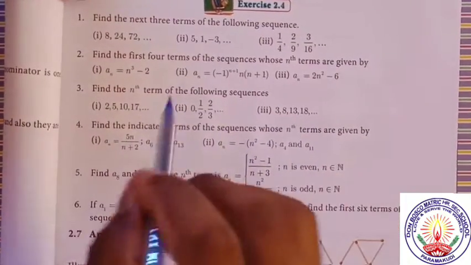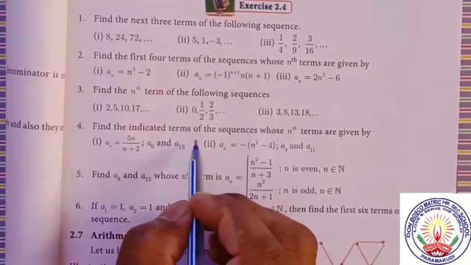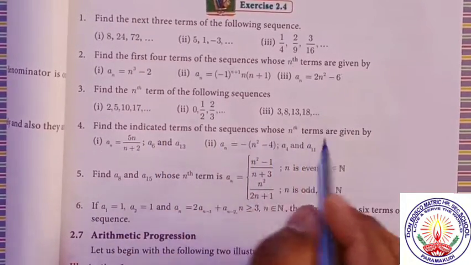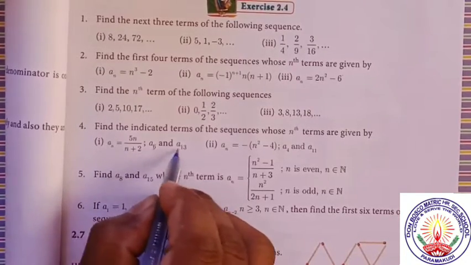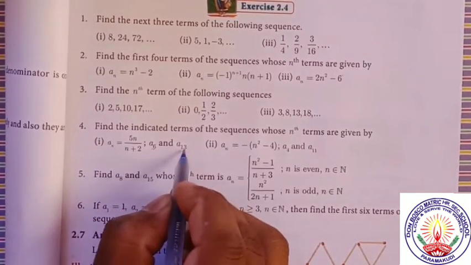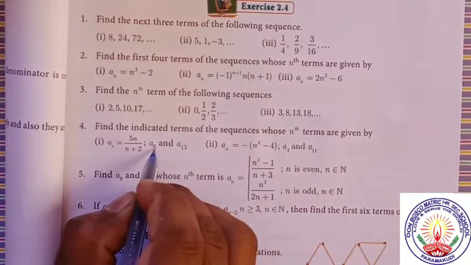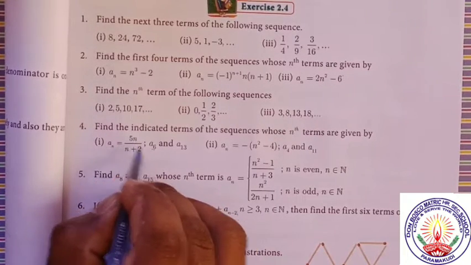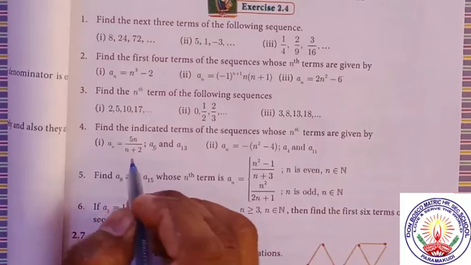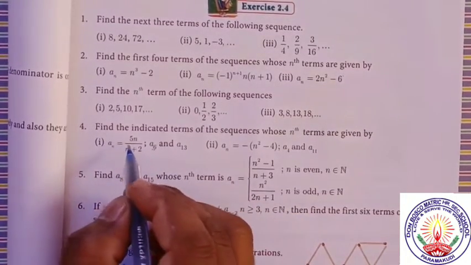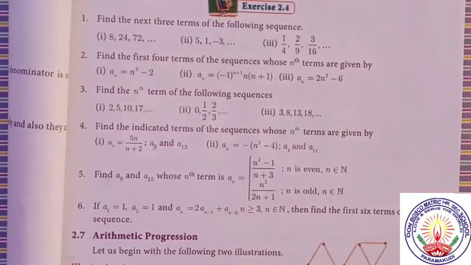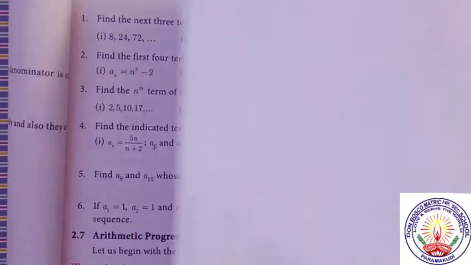Next question number 4. Find the indicated terms of the sequences whose nth terms are given. Now the nth term is given, and here indicated terms are asked. A6, A13 are asked. Now what is the meaning of A6? Here there is n. If it is 6, what should we write for n? We should write 6. Similarly for A13, what should we write for n? 13. This is an important 2 mark question that may be asked. Very simple 2 mark question. But indicated terms will be given, and we must apply them correctly and find the answer.